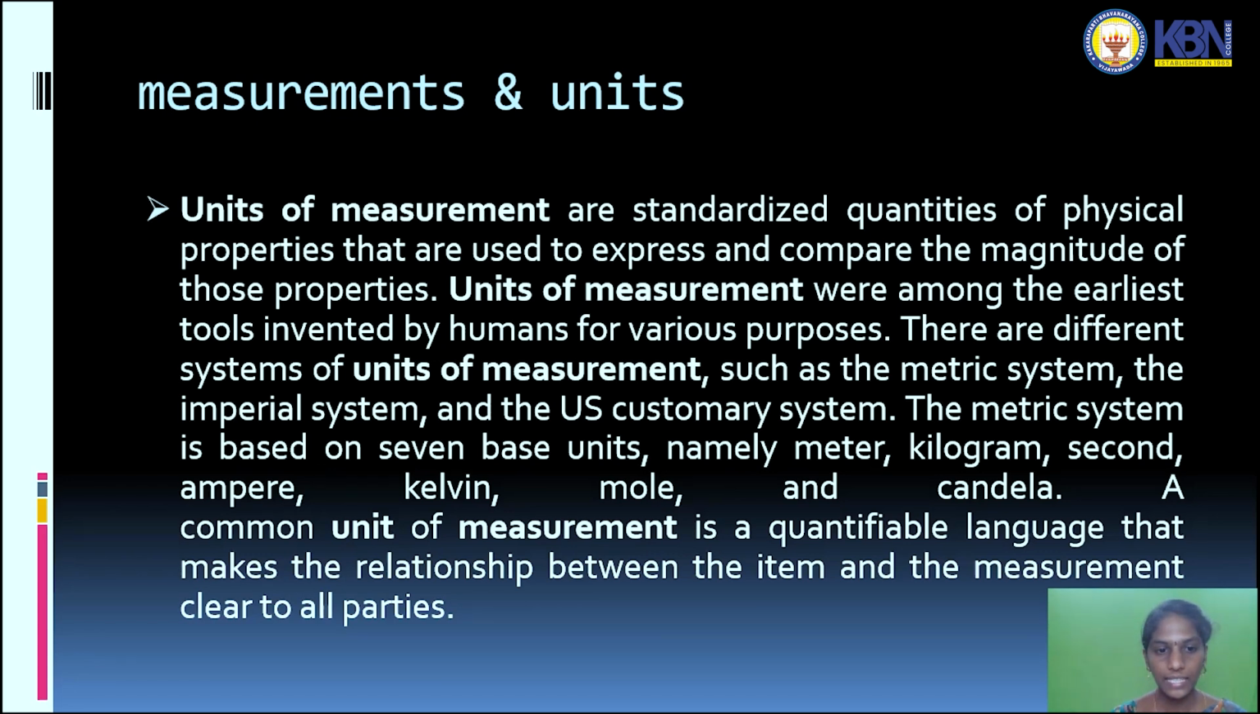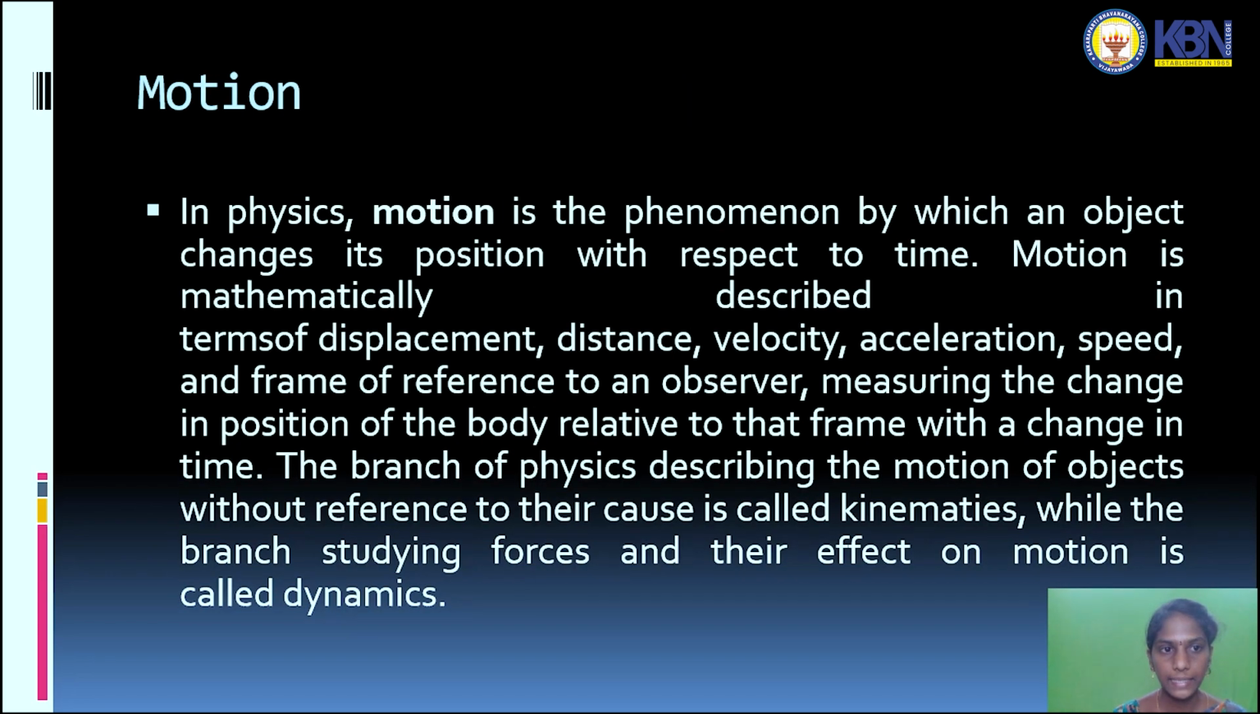The metric system is based on 7 base units, namely meter, kilogram, second, ampere, Kelvin, mole and candela. A common unit of measurement is a quantifiable language that makes the relationship between the item and the measurement clear to all. And what is motion?